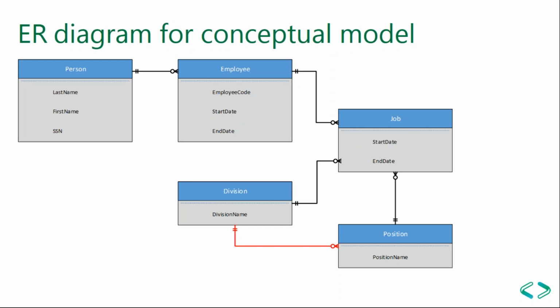You can discuss with the business: do you have a global dictionary of positions in your organization, or do you have a dictionary of positions that can be dependent on division? So in one division you have one set of positions, for example for the IT division. In the financial division you have another set of positions, so you will have to implement some relationship between these two entities.